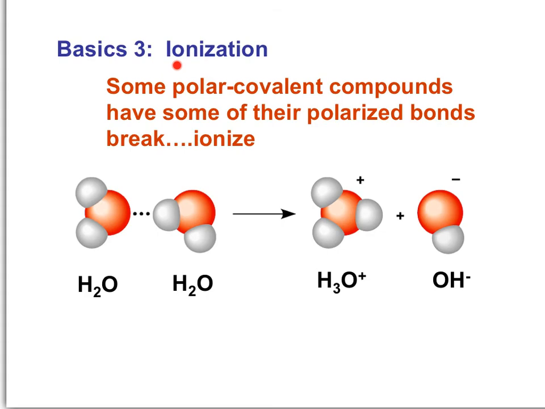Basics 3 involves something called ionization. Ionization is when molecules with polar covalent bonds lose atoms to the solution in which the molecules are found, and thus ions are formed. So for example, some molecules of water lose a hydrogen to become hydroxide with a negative charge, while some water molecules gain a hydrogen to become positively charged. H3O with a positive charge is known as hydronium.